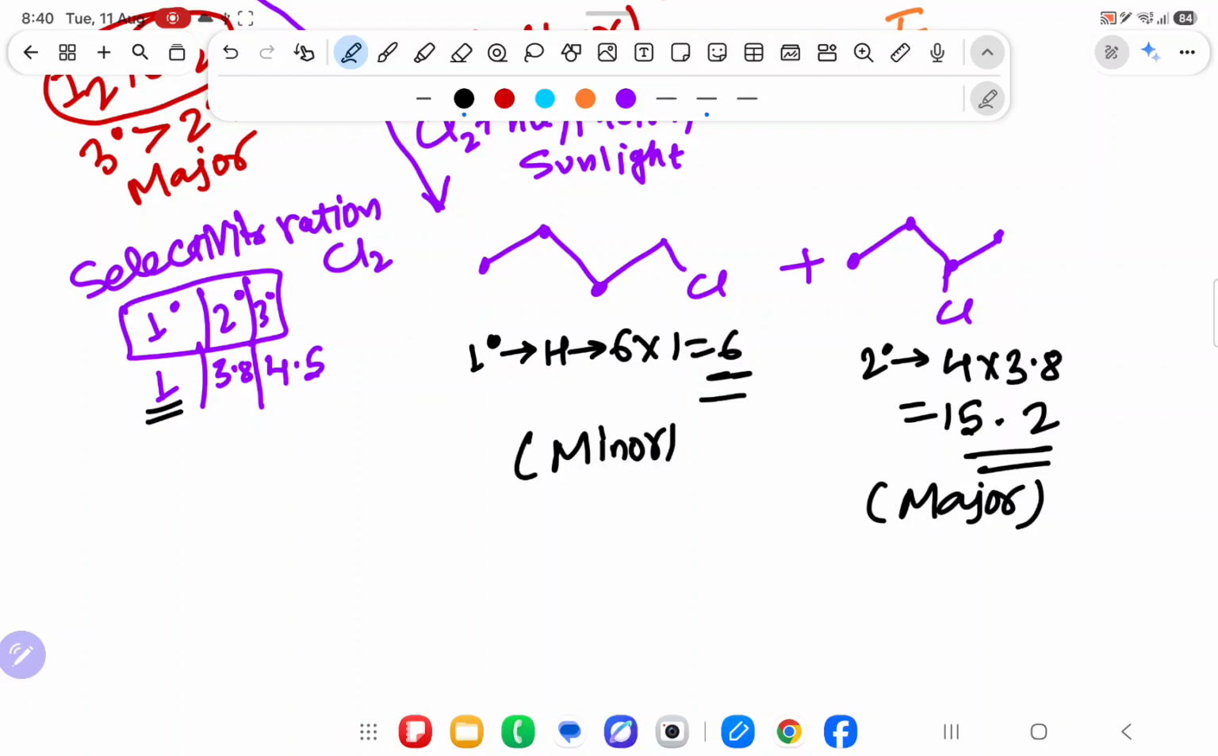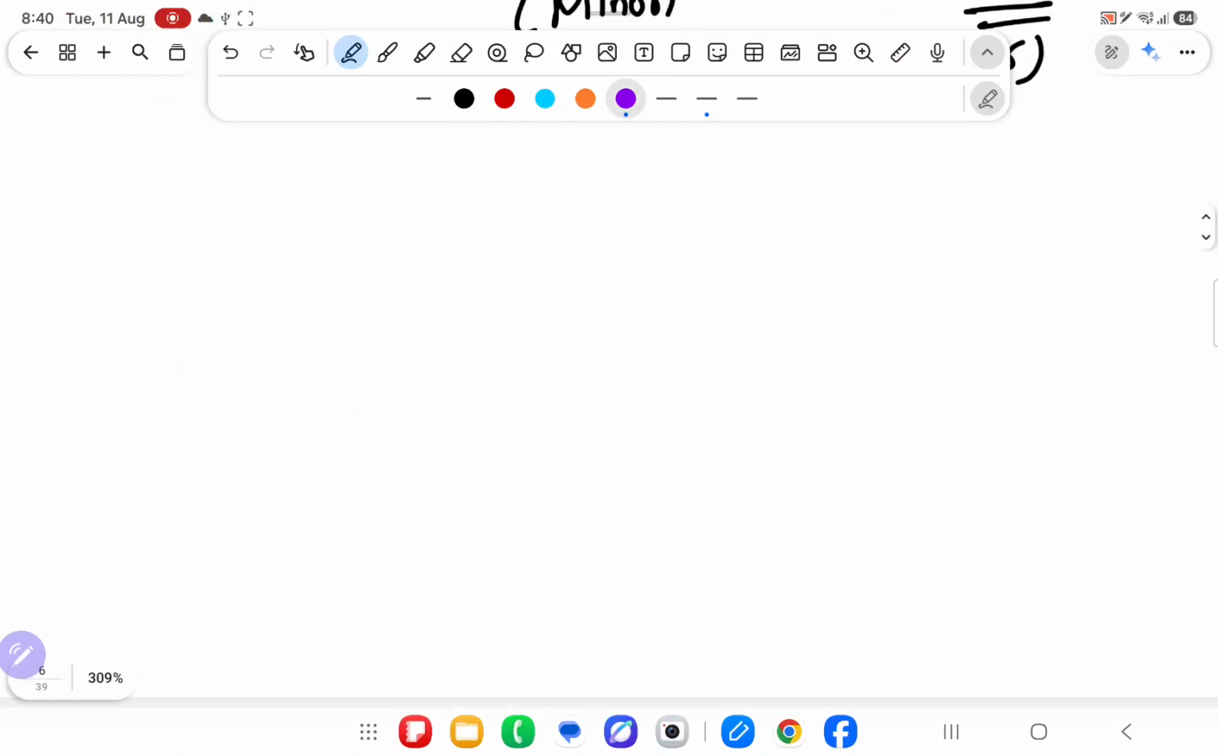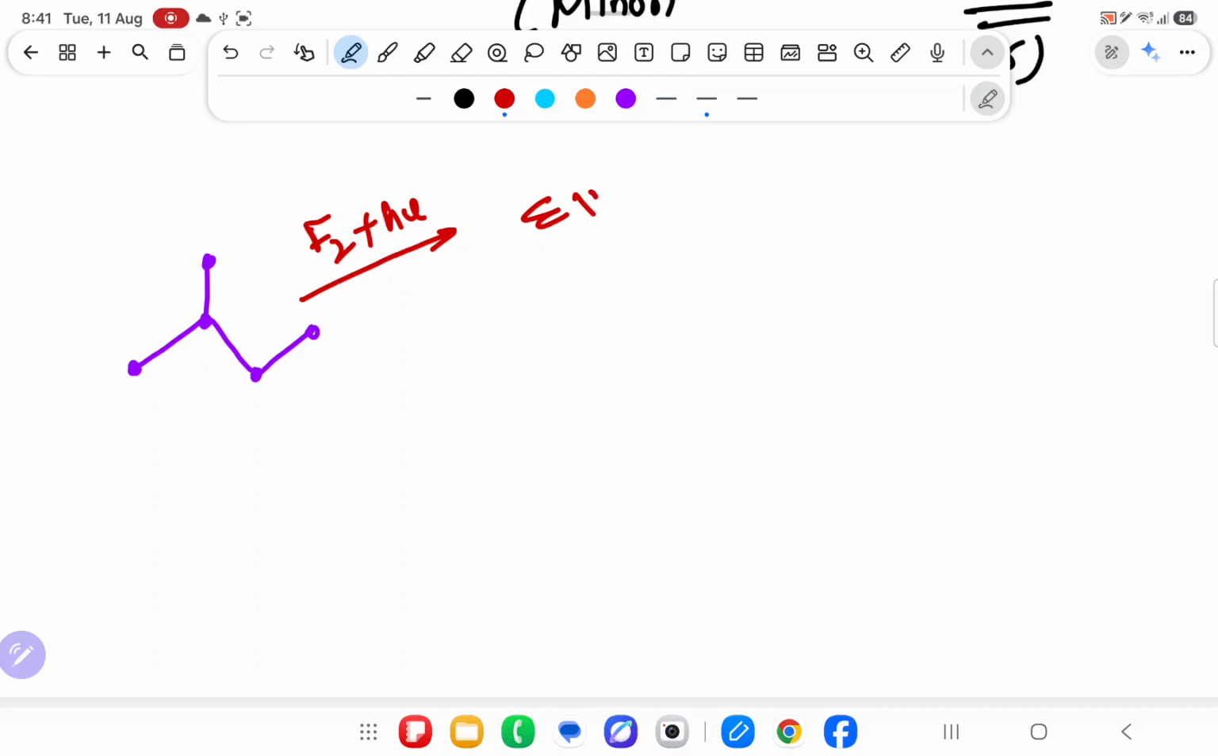Achha sir, so 2 degree always comes as major, right? See, I am writing another example. I have drawn another structure here. Now I am going to react this compound with F2 in presence of h nu, photon or sunlight. What will you say? It will do explosion.